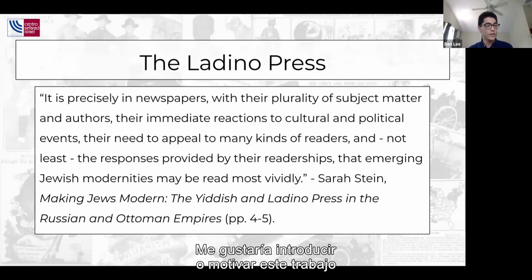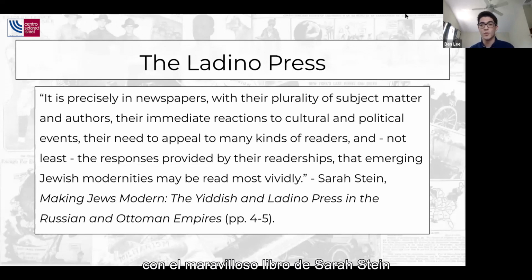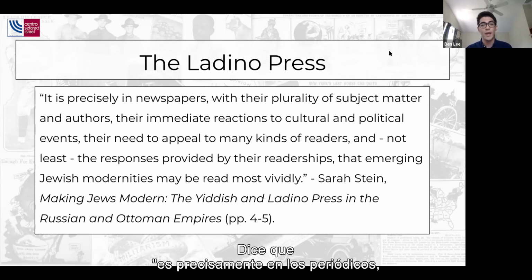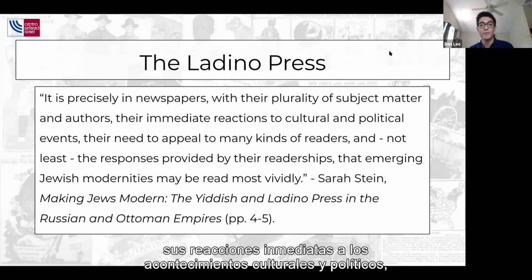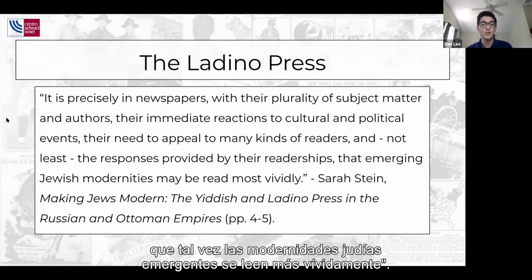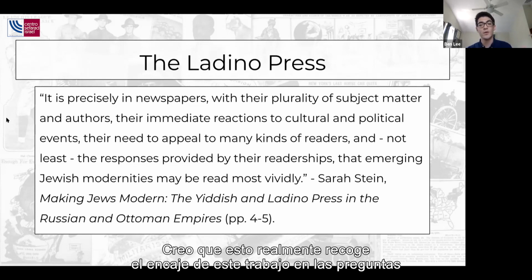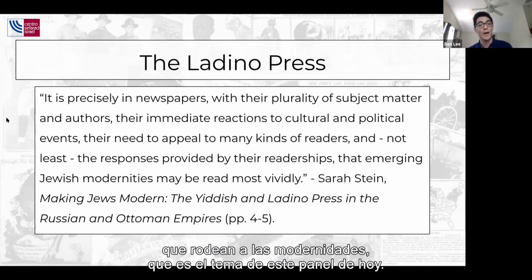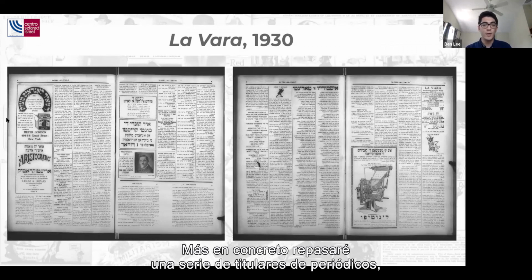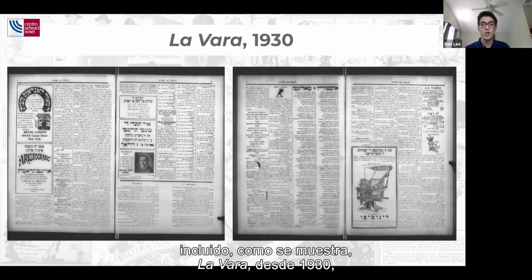I'd like to introduce or motivate this work through Sarah Stein's wonderful book, Making Jews Modern: The Yiddish and Ladino Press in the Russian and Ottoman Empires. She says, "It is precisely in newspapers, with their plurality of subject matter and authors, their immediate reactions to cultural and political events, their need to appeal to many kinds of readers, and not least the responses provided by their readerships, that emerging Jewish modernities may be read most vividly." I think this really captures how this work fits into the question surrounding modernities, which is the topic of this panel today.